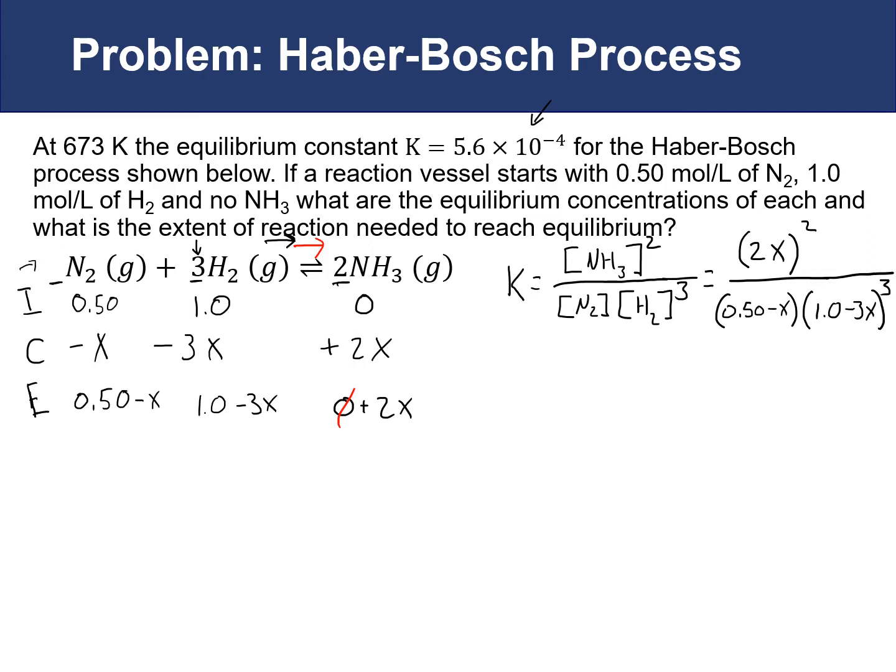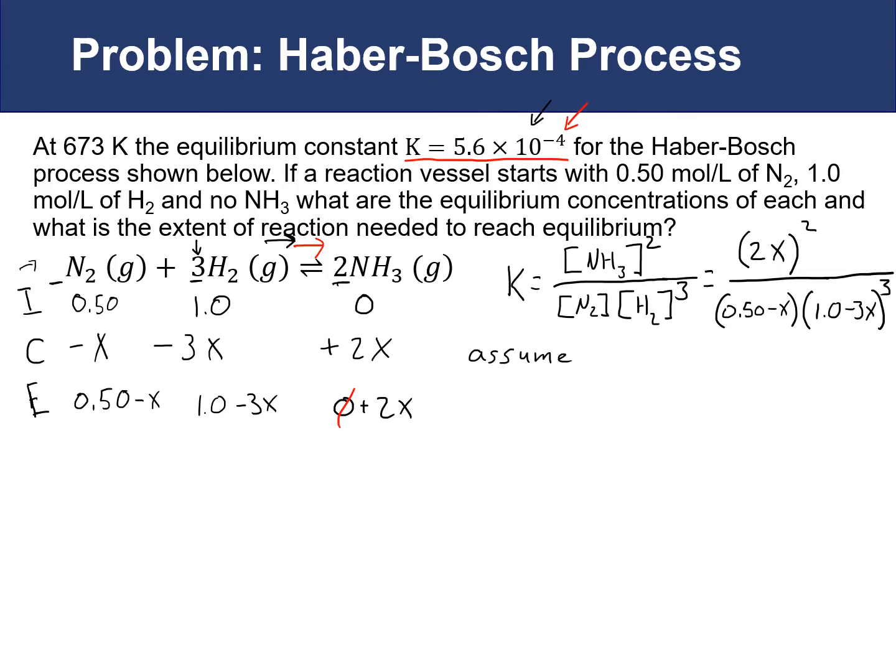So we're going to use our assumption rule. So we're going to assume that our x value is insignificant compared to our other values. Now, judging from our k value, it's fairly small. It's times 10 to the negative fourth. This is about on the cusp of where it's okay to use the assumption rule.